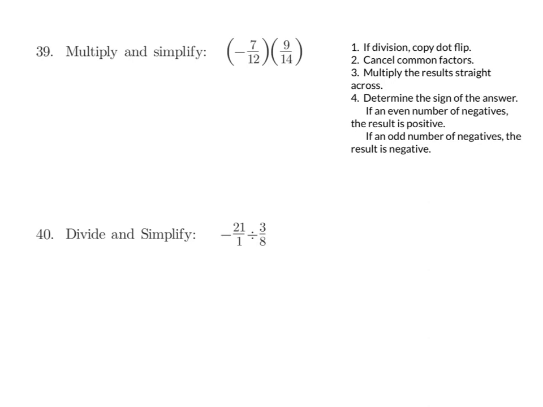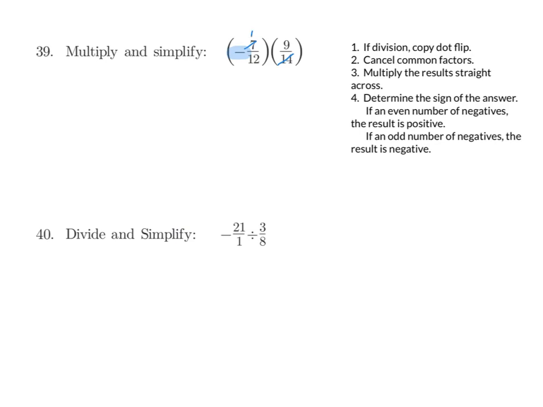So on this, one of the first things I recommend is highlight your negatives, because when we get into cancellations, they very easily can get lost in the problem. Okay, so if we look at 39, we have negative 7 over 12 times 9 over 14. So what can I cancel? 7 and 14 are both divisible by 7.